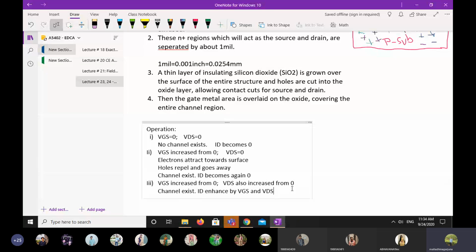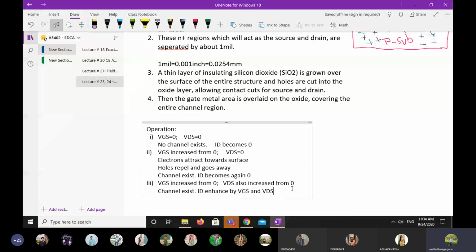So ID is a function of VGS, VDS. As VGS increases, the conductivity of the channel increases, and thereby the drain current increases. Okay, so hence it is named enhancement MOSFET, or in short we can call it E MOSFET.